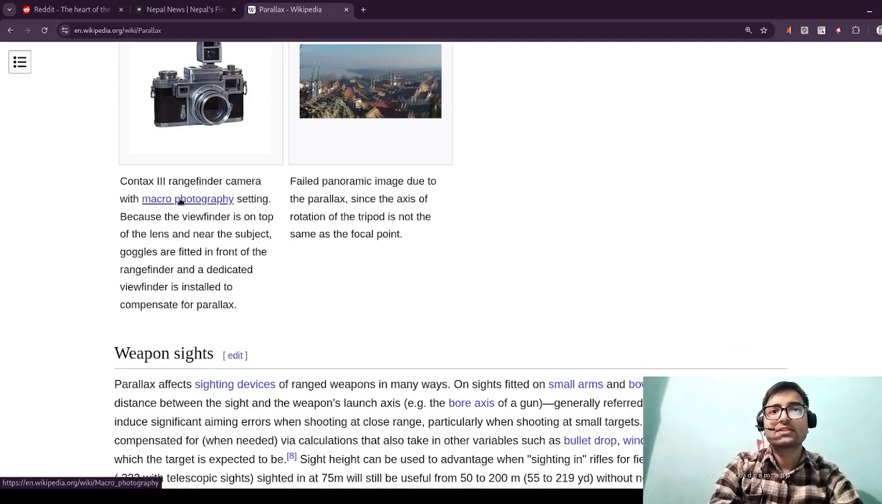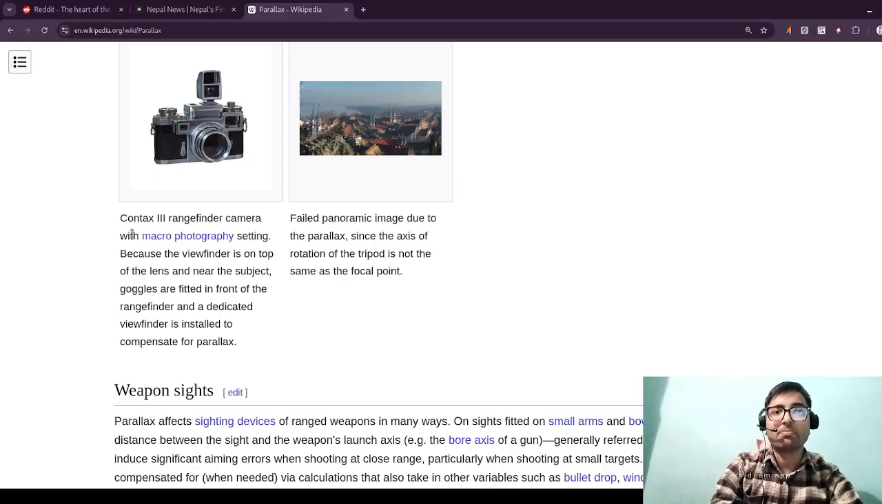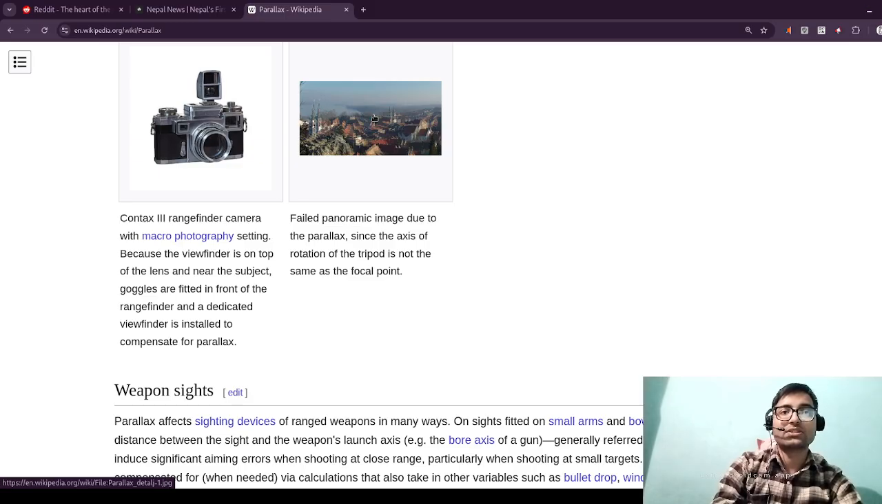Close-up rangefinder cameras with macro photography setting have a problem because the viewfinder is on top of the lens and near the subject. Goggles are fitted in front of the rangefinder, and a dedicated viewfinder is installed to compensate for the parallax. It can also cause failed panoramic images, since the axis of rotation on the tripod is not at the same point.